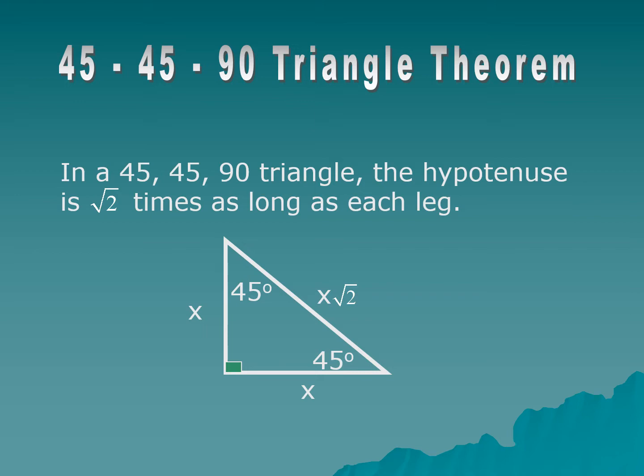The two legs are always going to be the same. That's why they're labeled x and x. And the hypotenuse is going to be the same, x, but it also has a square root of 2 next to it.